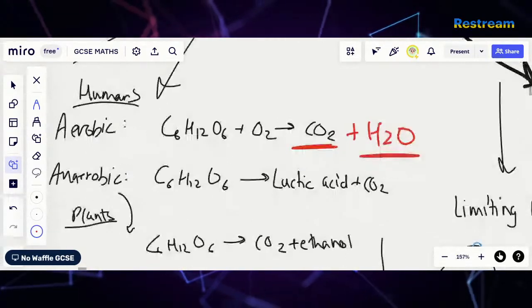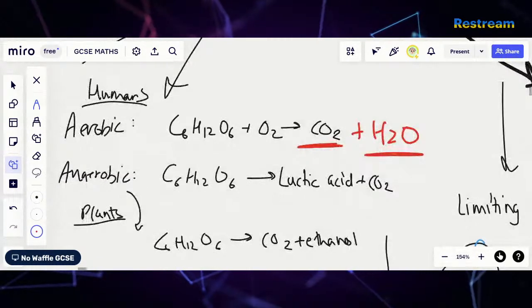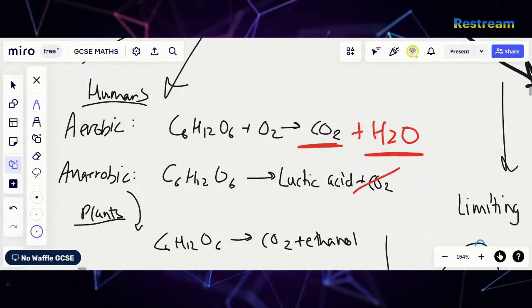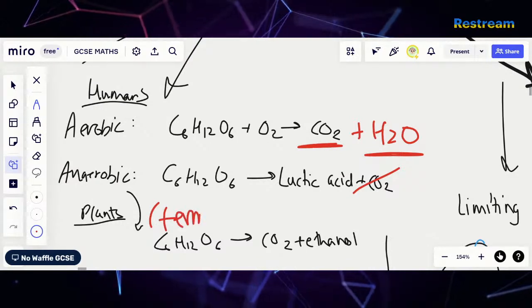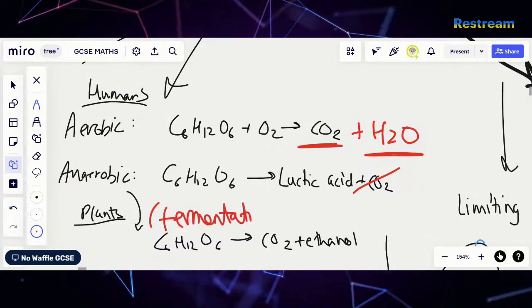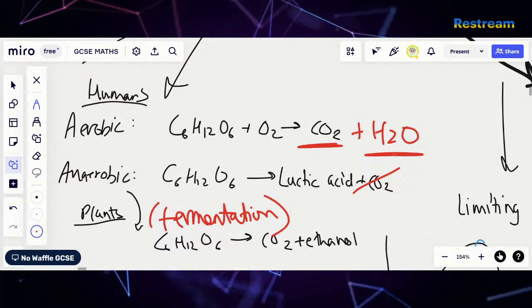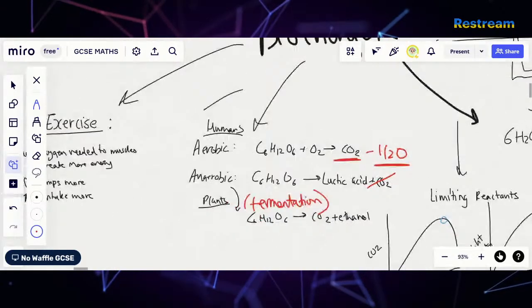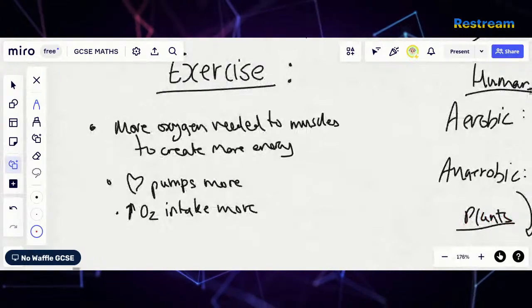And then in anaerobic respiration for animals, glucose leads to just lactic acid, it's called fermentation. And in plants and yeast, glucose creates ethanol and carbon dioxide. Now, responses to exercise: your heart rate increases, your breathing rate increases, and your breath volume increases.